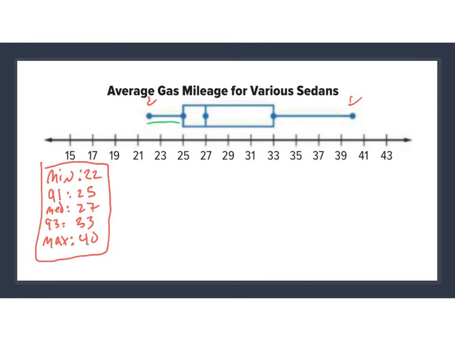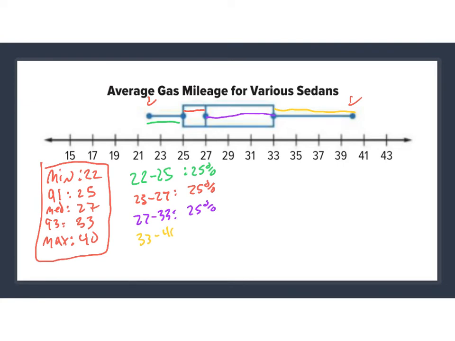So 25% of the cars have 22 to 25 miles per hour. That's 25%. Not miles per hour, but miles per gallon. Then we have from 25 to 27 is another 25%. From 27 to 33 is another 25% of cars. And then from 33 to 41 is another 25% of cars.